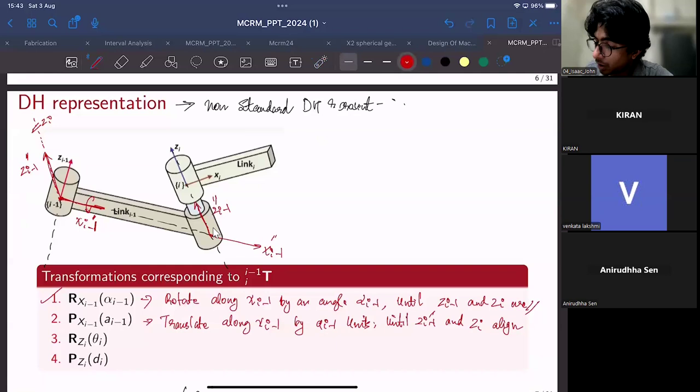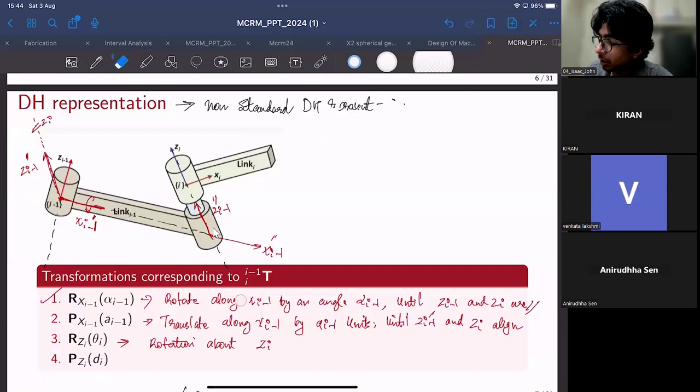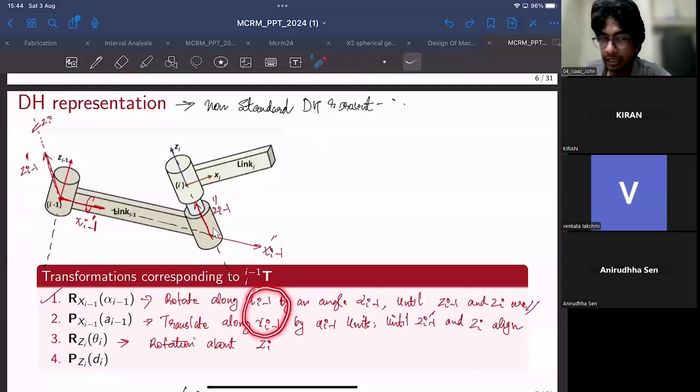Now, the third transformation would be again rotation about z_i. Earlier, both of the transformations were along x_{i-1}. Now from the third onwards, it will be along z_i. So basically, it does not make much difference because after the second transformation, z_{i-1} and z_i are already aligned. But for the sake of convention, we will use z_i.